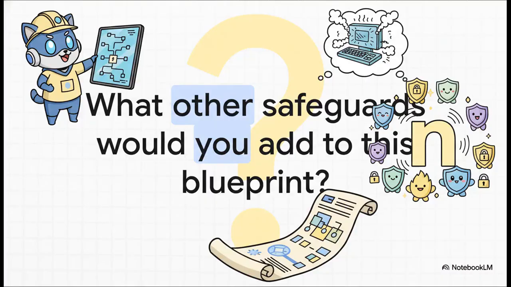So we have our complete blueprint, and it's designed to be super reliable. But it kind of makes you think, doesn't it? What if the number n was just gigantic, like maybe too big for the computer to even handle? Now that you've got the blueprint, what other kinds of safeguards would you add to make this thing even more bulletproof? Something to chew on.